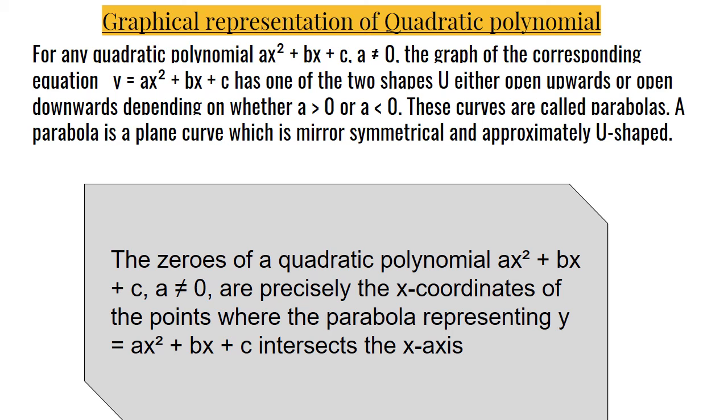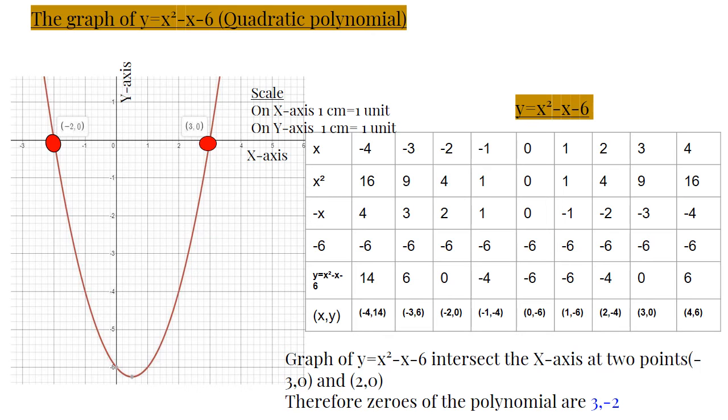So the zeros of a quadratic polynomial ax square plus bx plus c, where a is not equal to 0, are precisely the x coordinates of the points where the parabola representing y is equal to ax square plus bx plus c intersects the x-axis. That means where the graph of the parabola intersects the x-axis, those points are known as the zeros of a quadratic polynomial. Now observe, students, how to find the zeros of a polynomial by using a graph.